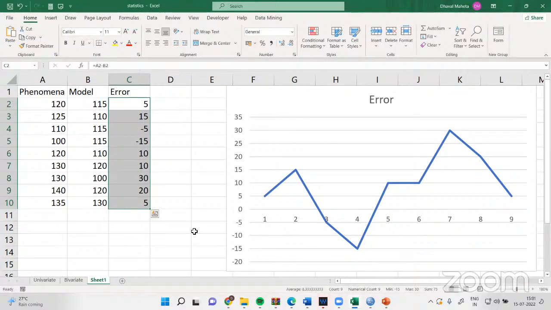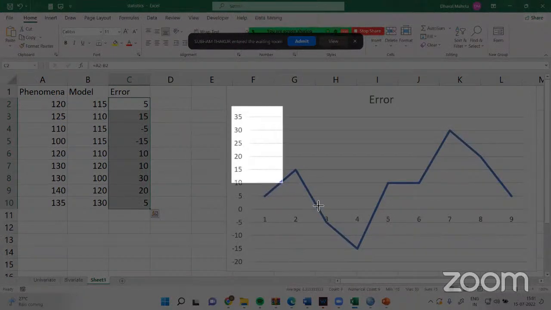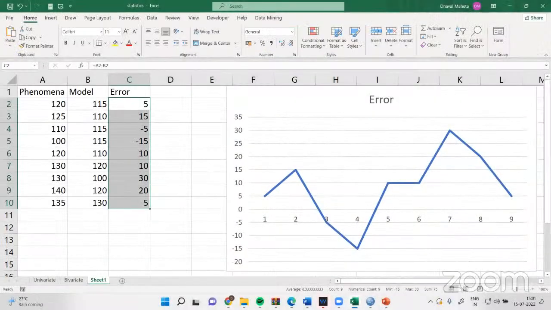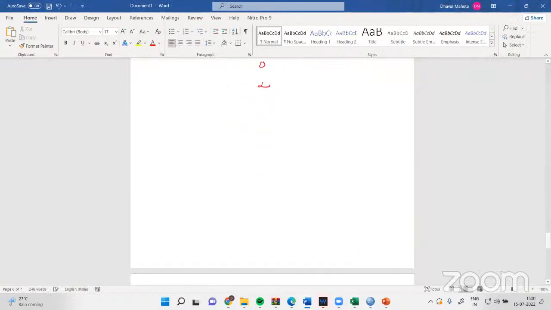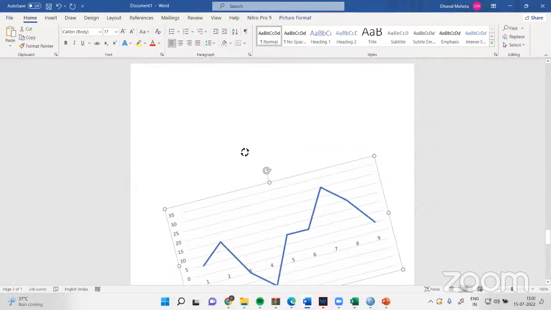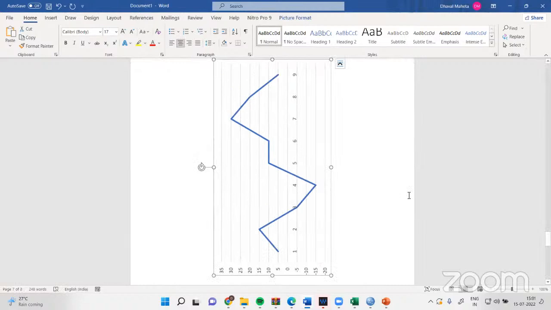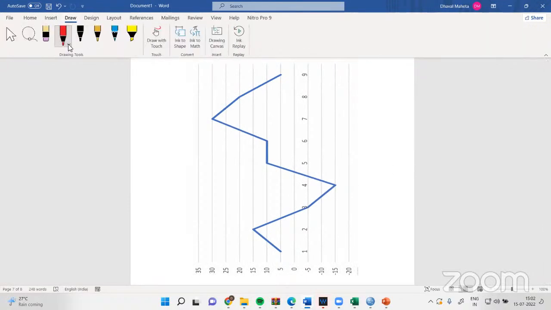Please pay attention. Okay. I will again take the screenshot from here, and I will take this into the Word file. I will change the orientation of this graph. I'll bring this into the center. I will expand this. Right? Now, do you agree that these are extreme errors?